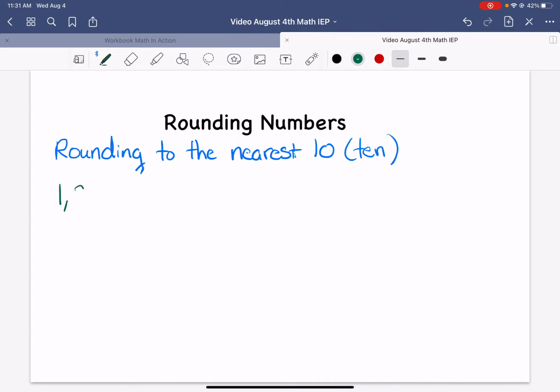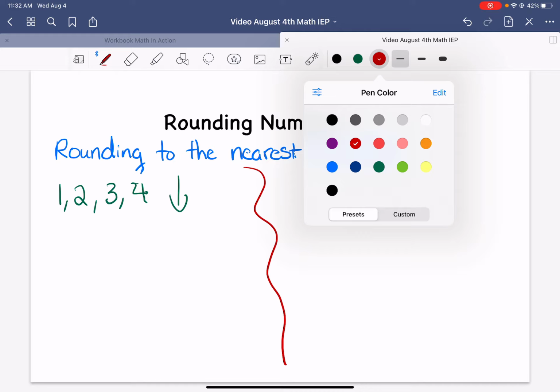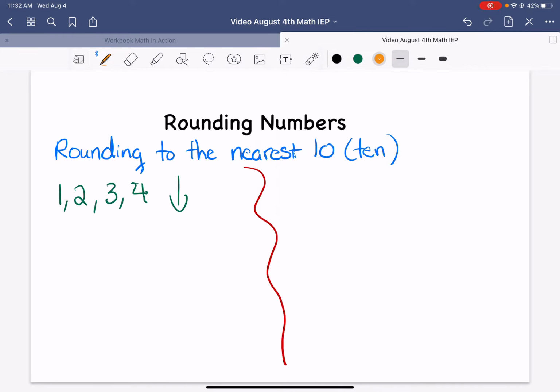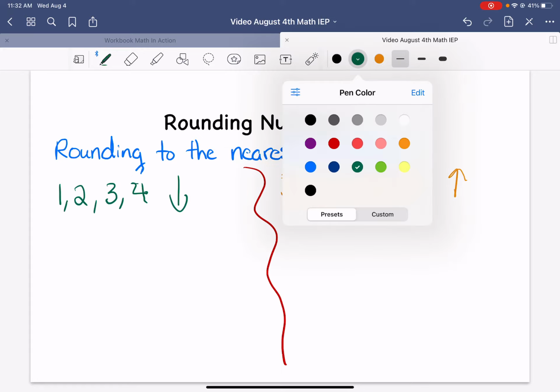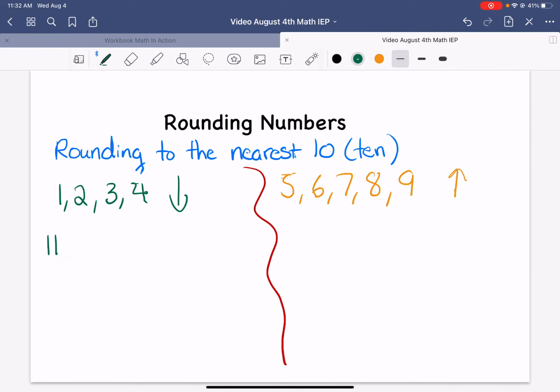1, 2, 3, 4. We're going to go down. So let me draw a line here. Let's write in orange. So for 5, 6, 7, 8, 9, we're going to go up. So for example, if I write 11, that's going to round down to 10. 12 is also going to round down to 10. 13, round down to 10.